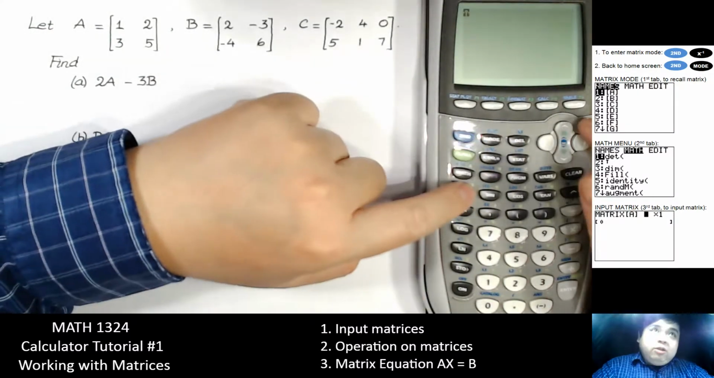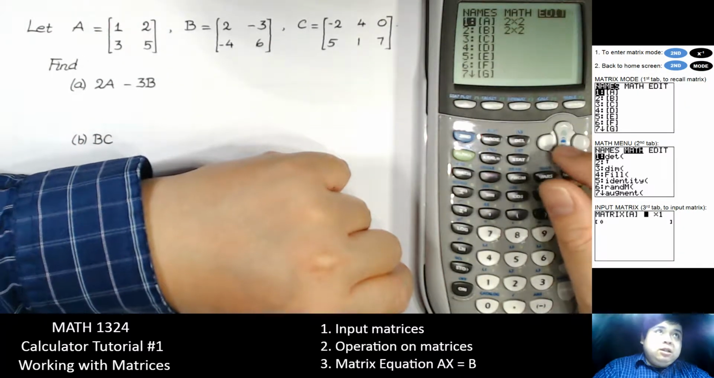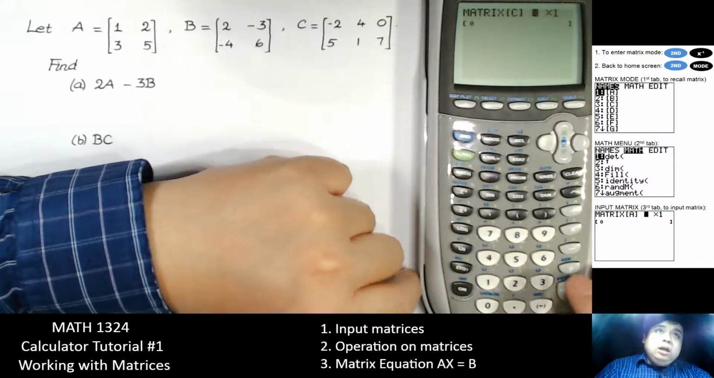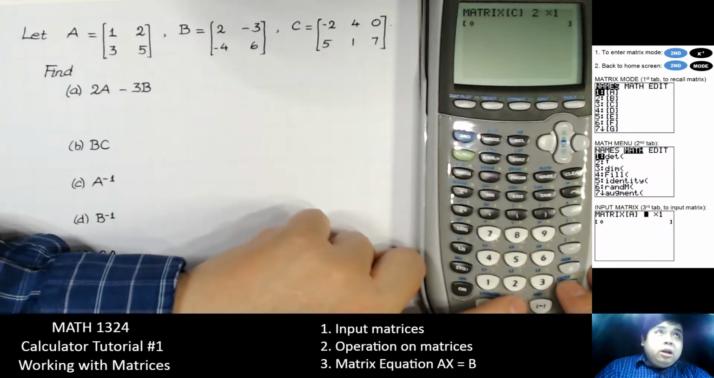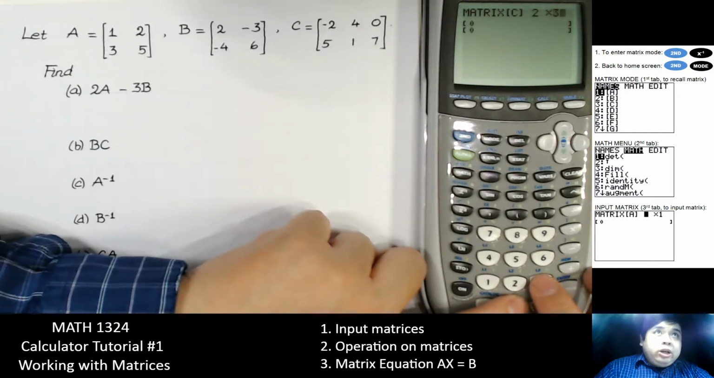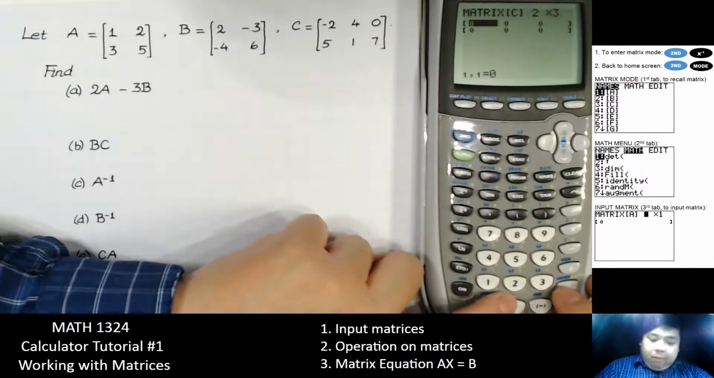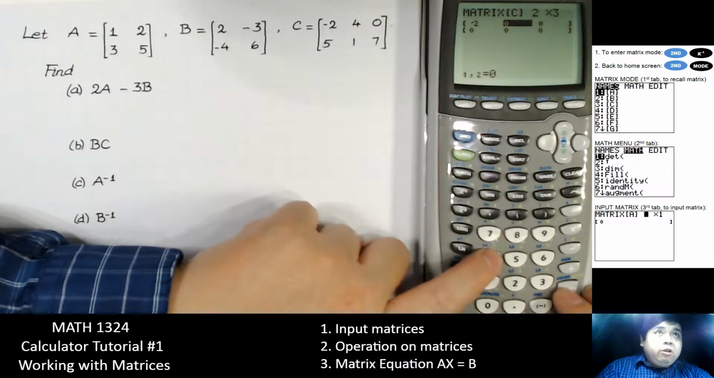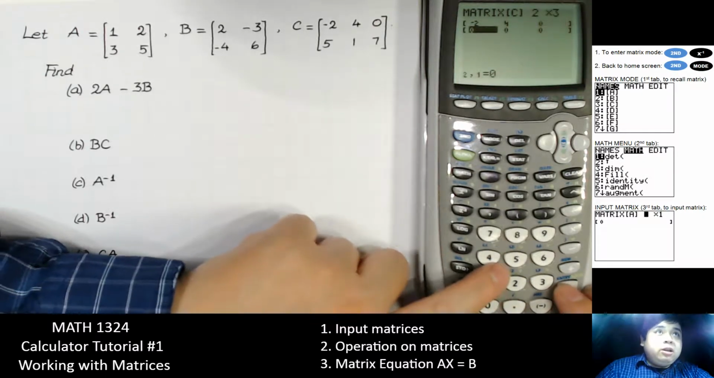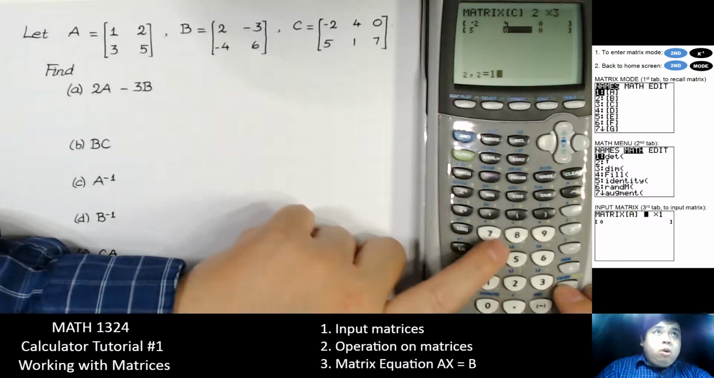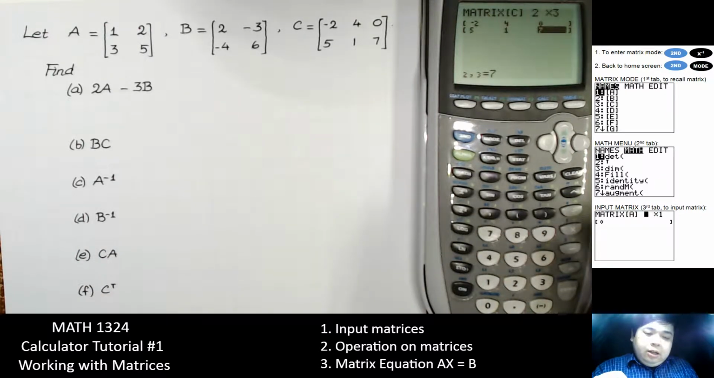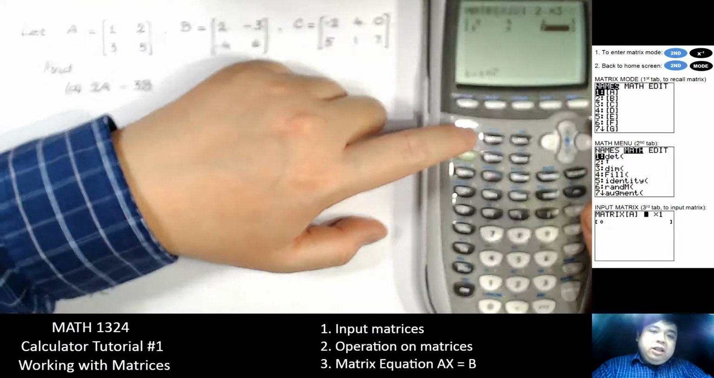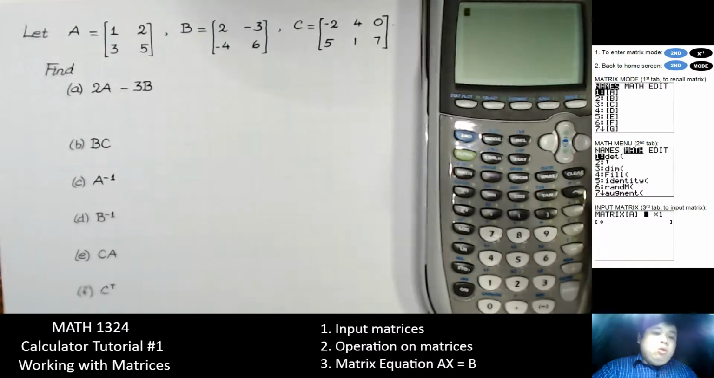We'll do that again for matrix C. Matrix C has 2 rows, 3 columns: -2, 4, 0, 5, 1, 7. And once we're done, second mode, now we're back to the home screen.